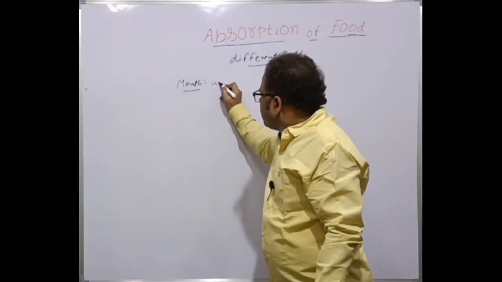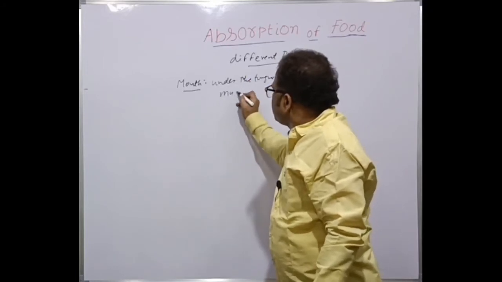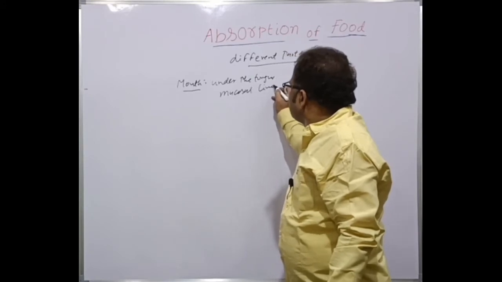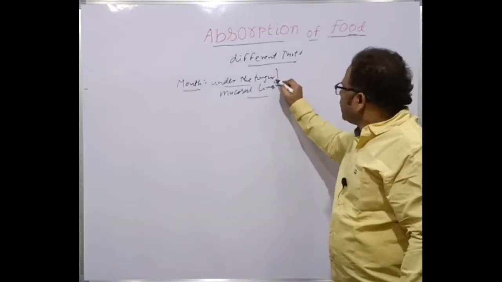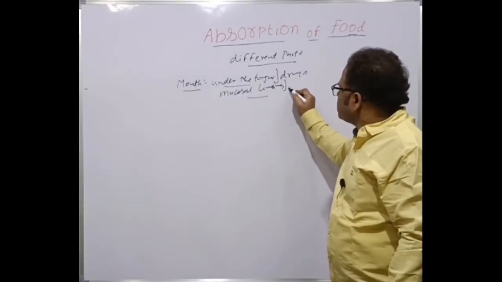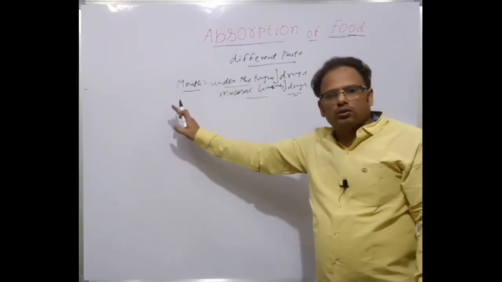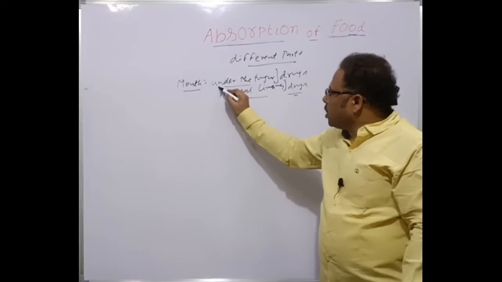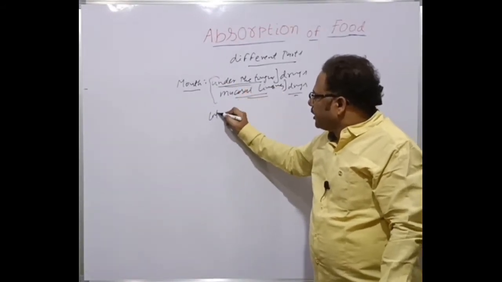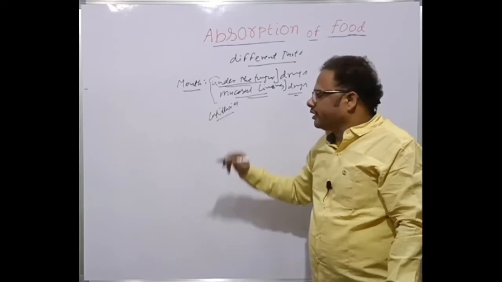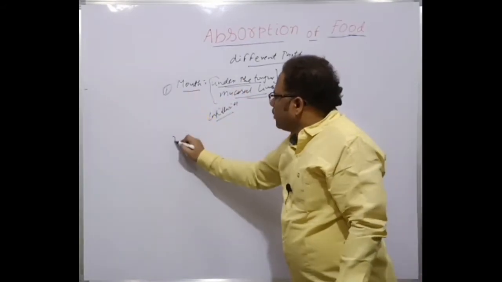Under the tongue and the mucosa lining of the mouth, some drugs get absorbed, because both of them have capillaries. To these blood capillaries, these drugs get absorbed in the mouth. That is one. Number two is the stomach.